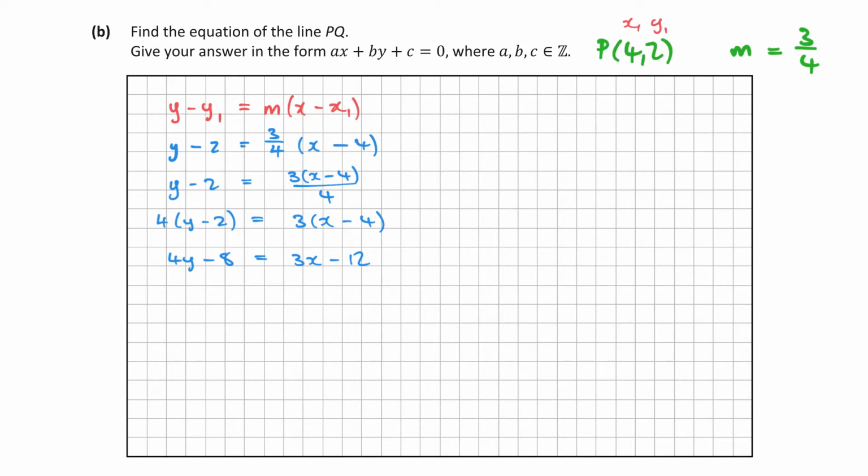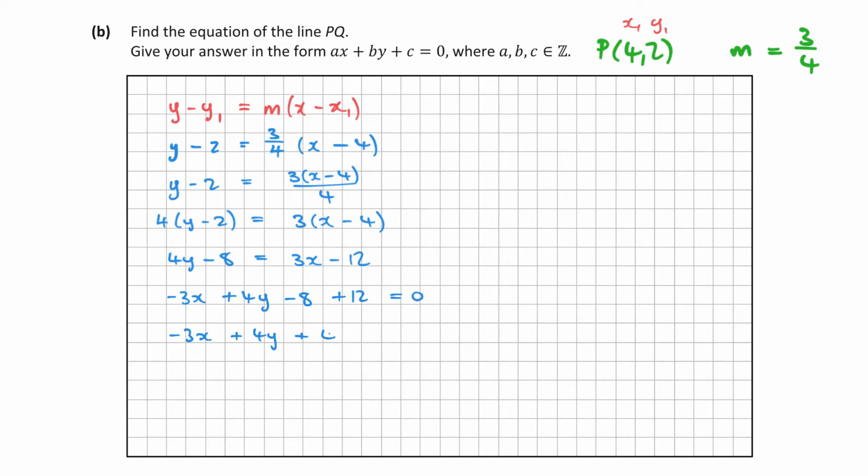So I'm going to bring over my x's there. So it'll be negative 3x plus 4y minus 8 plus 12 equals 0. And if I tidy that up, I get negative 3x plus 4y plus 4 equals 0.